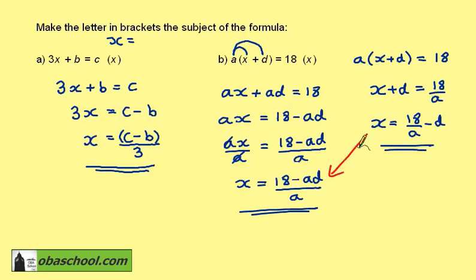Note how, since both of these are rearrangements of the same formula, they must be the same. That means we should be able to take 18 over a take d and rearrange it to get 18 minus ad all over a. Let's try that.